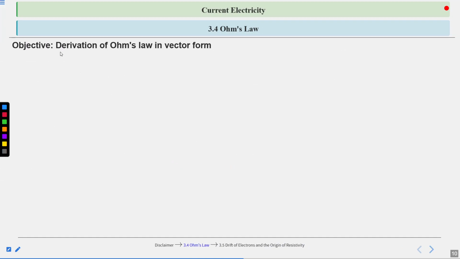Now, what is our objective? Derivation of Ohm's law in vector form. We have seen the normal form, which is V proportional to I and V equal to IR. This is the common form of Ohm's law. Now, what is Ohm's law in vector form? Ohm's law can be written as V equal to IR. This is the simple form. Now R can be written as rho L by A, as we have derived. So V becomes I rho L by A.